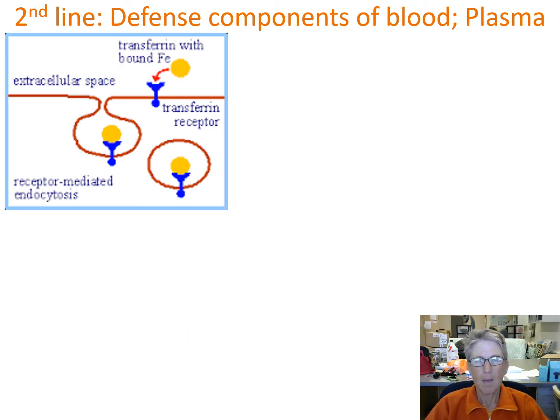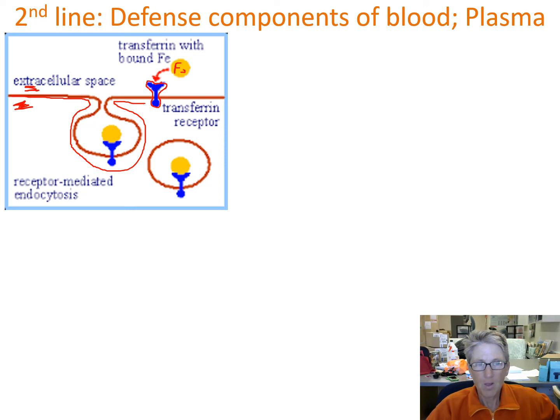All right, more defense components of the blood, so in plasma. So this shows a plasma membrane, this brown thing, and then out here is the extracellular space, and then in here is the intracellular space, so inside the cell. And it shows there's this blue thing called transferrin, a protein that sticks out of the cell membrane. And then this yellow ball is iron.